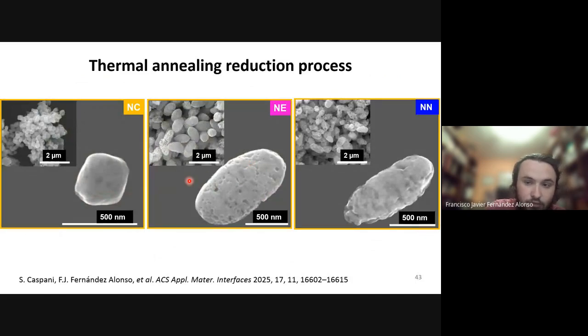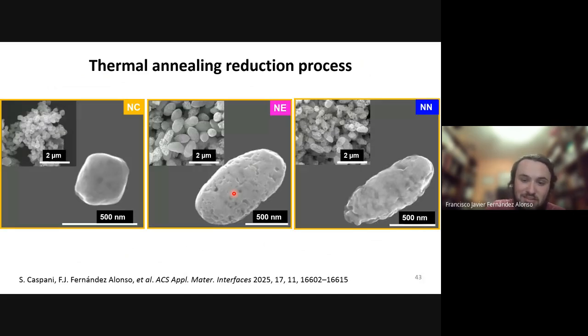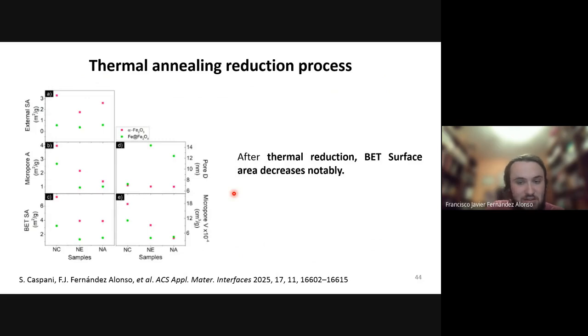We see a bit of reduction of the shape, and we see visually that we are introducing some pores into the nanoparticles. However, when we apply BET, we see that the BET surface area is decreasing notably after thermal reduction, because we also have a modification of the pore diameter, and although we see a greater roundness in the nanoparticles, when we apply BET, the BET surface area is decreasing when we apply the reduction annealing.